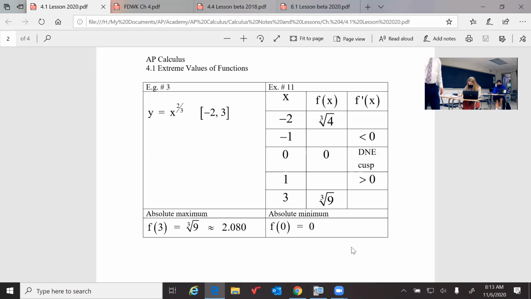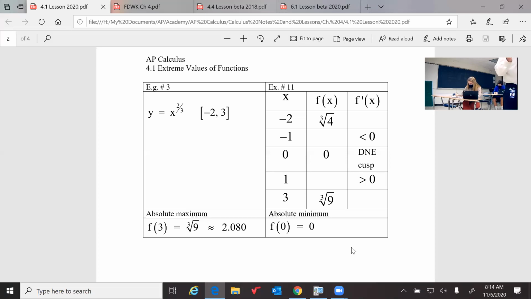I backed up to -1 right here in the table. If you put -1 into that derivative, yes? The cube root of -1 is -1. So the answer would be negative. I don't care about the value. It's negative. Without looking at the picture in the book, that's telling you the parent graph is falling. Now we go to the other side. We go to a 1. The derivative will be positive. The parent graph is rising.